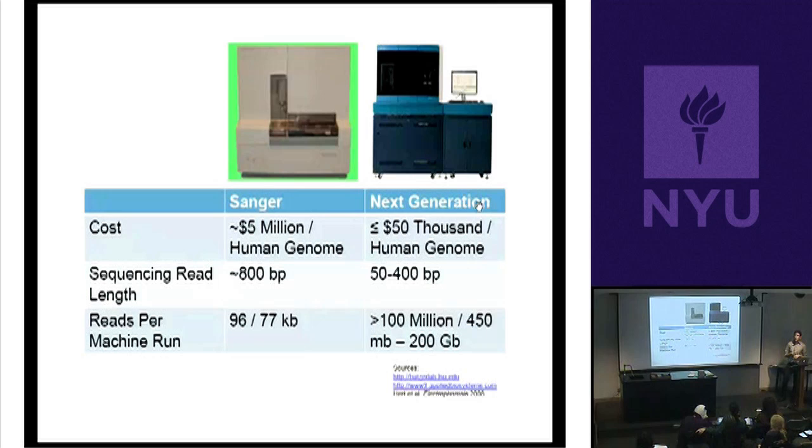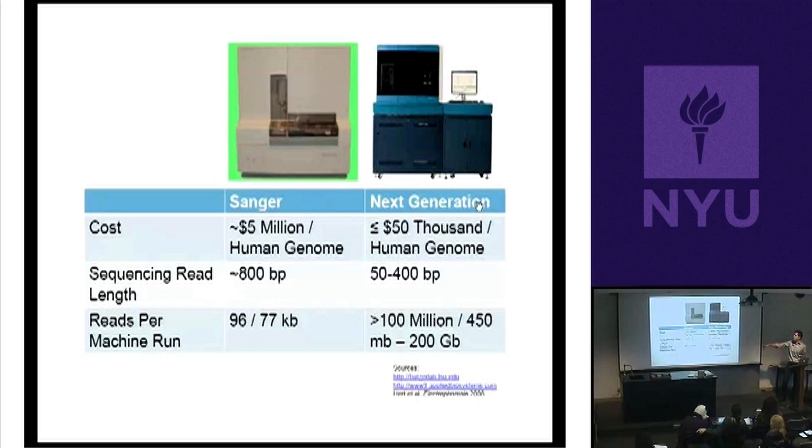On one run from a next generation platform, you can get greater than 100 million DNA sequences, and depending on the platform that you use, that's between 450 million and 200 billion sequences. So as Mark said, the human genome is about 3 billion bases, 3.2 billion bases. I can sequence the entire human genome in 10 days with one of the machines in the next generation column, with multiple depths of coverage, with each base being read more than once.